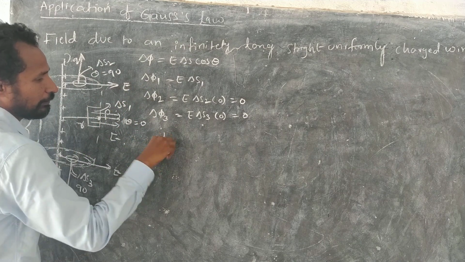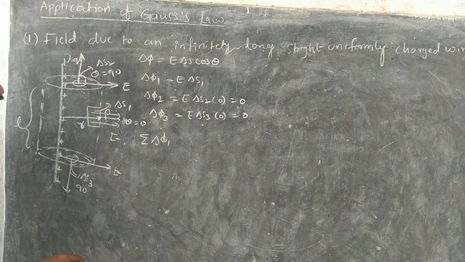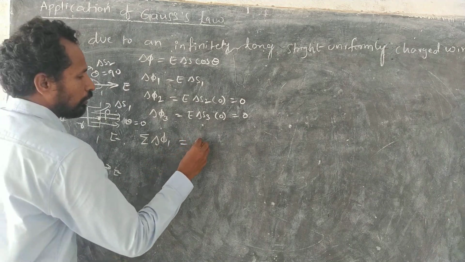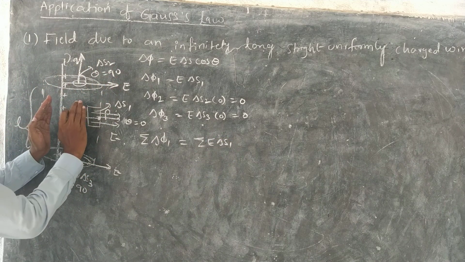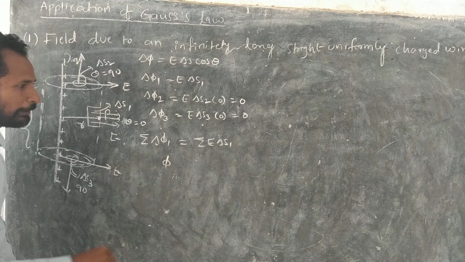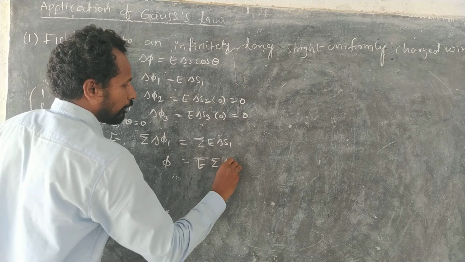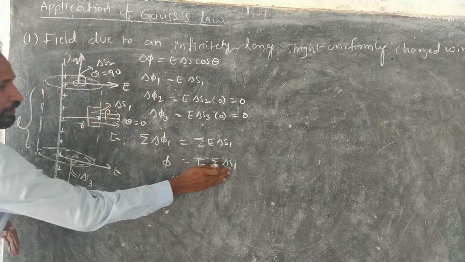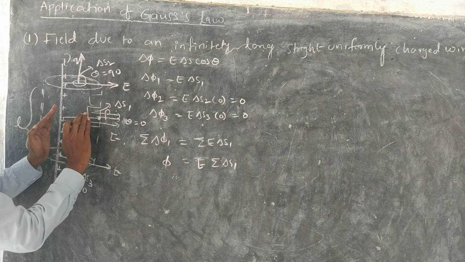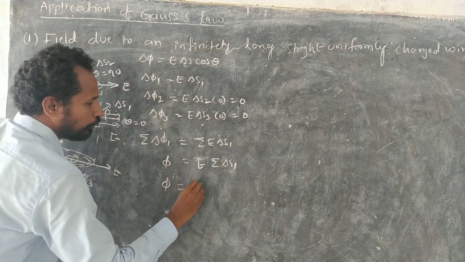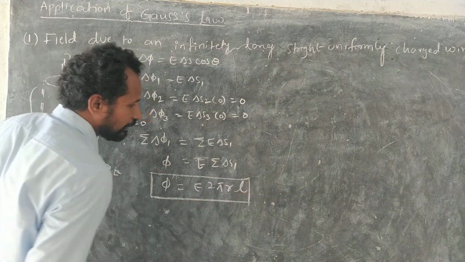So that flux delta phi. To get the total flux, we need to add these small areas. So summation delta phi 1 is equal to summation of E delta S1. We have only one flux, that is passing through the Gaussian surface, so I will take it as phi. E is constant, times summation of delta S1. If you add all the small areas you constructed on this Gaussian surface, we will get the surface area of the cylinder. That is, phi is equal to E into 2 pi r l. This is the flux through the Gaussian surface.